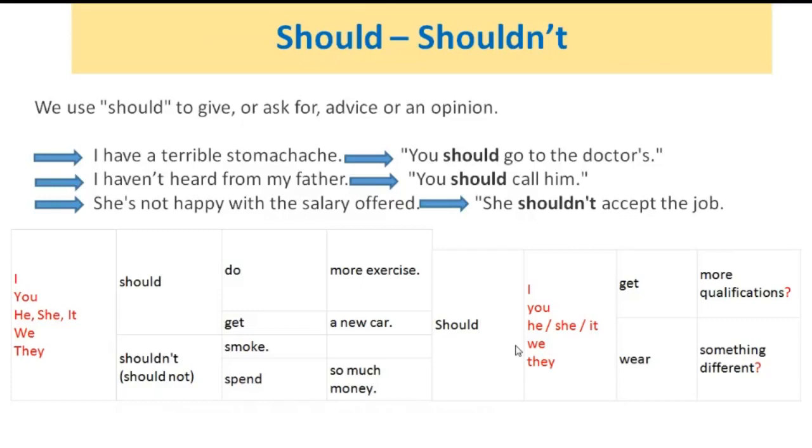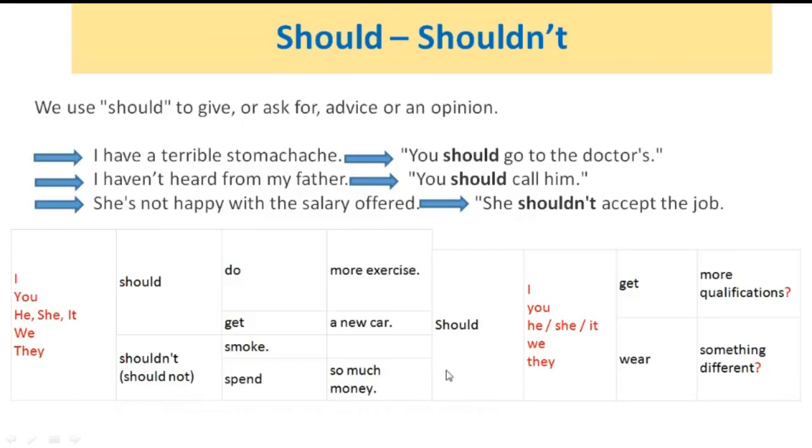Okay, so let's look at the forms, the rules, how to use should and shouldn't. The subjects are I, you, he, she, it, we, they. In the positive form, you use should. Do more exercise. Or in the negative form, you shouldn't or should not smoke so much.